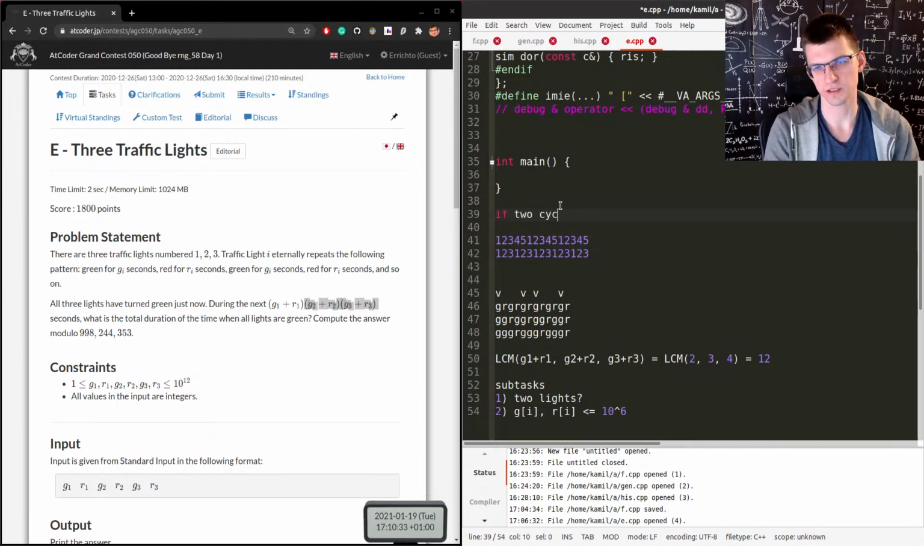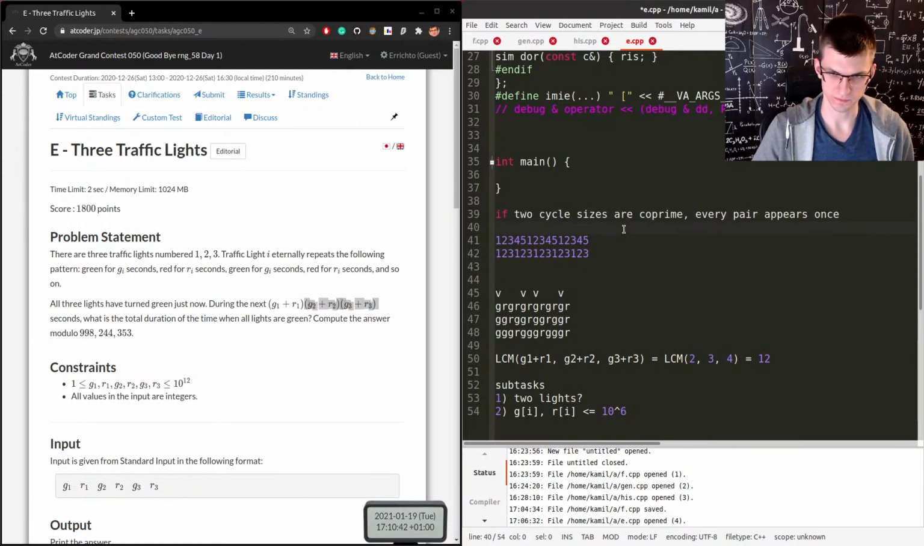If 2 sizes are coprime, every pair appears until LCM. The same should be true for 3 pairwise coprime cycle sizes.